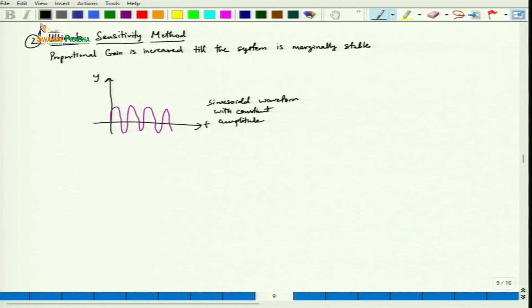So if we keep on increasing Kp to achieve the marginally stable scenario, then what will happen is it will continuously oscillate with its amplitude limited by the actuator saturation.